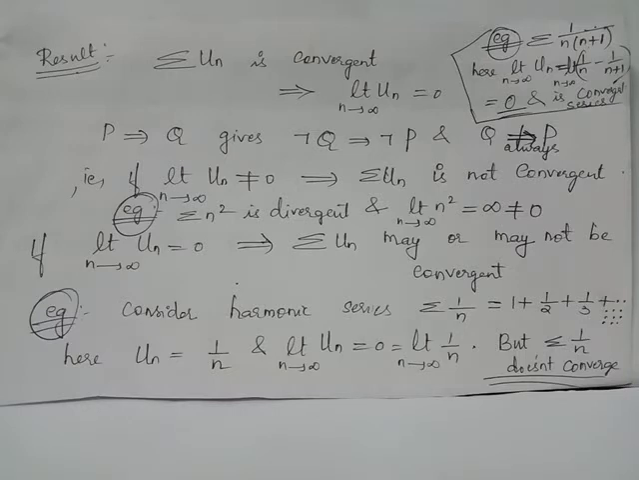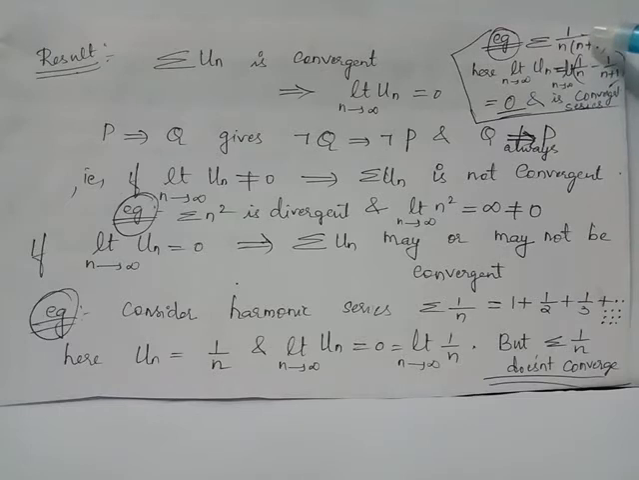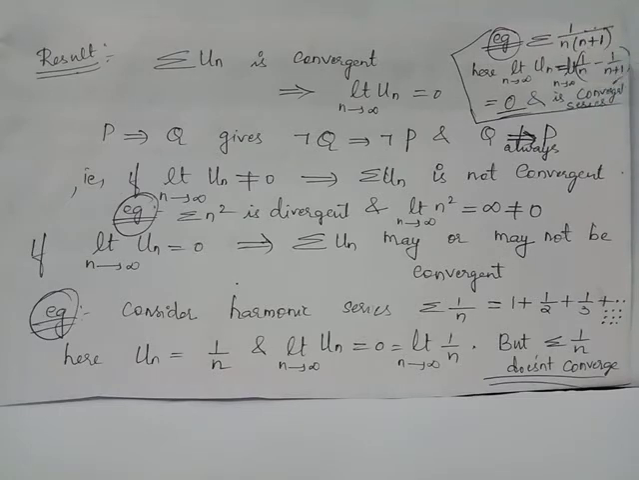Therefore, limit n tends to infinity un equals limit n tends to infinity 1 by n minus 1 by n plus 1, which can be evaluated as limit n tends to infinity 1 by n minus limit n tends to infinity 1 by n plus 1, which will give us 0 minus 0, which is 0. This is a convergent infinite series, and we have verified that limit n tends to infinity applied on nth general term is giving us 0 as the answer.